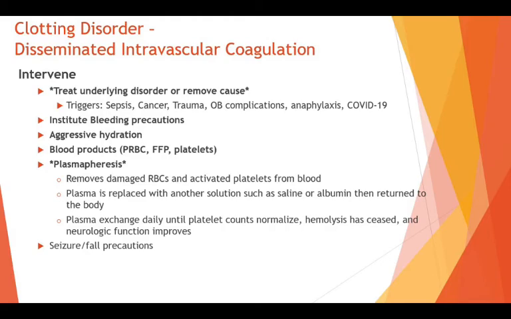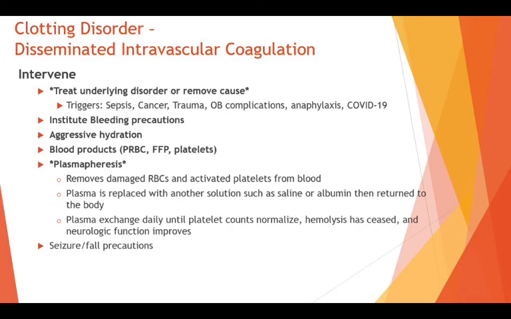So what you're going to see in a DIC panel is that they're going to look at your PT, your PTT, your INR. They're all going to be elevated because there's no more clotting factors left, so your clotting times are prolonged. Your platelets are all used up. Your platelet counts are low. But your fibrinogen is also low because it got all used up, and your fibrin split products and your fibrin degradation products are high.